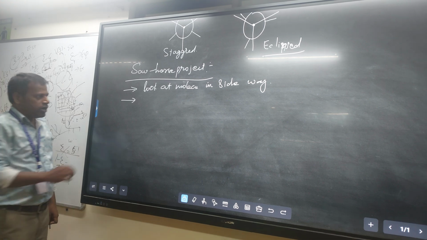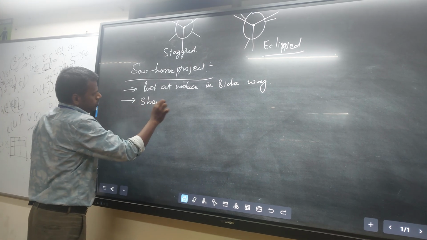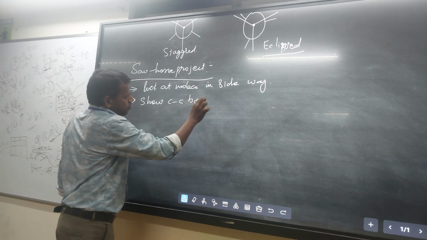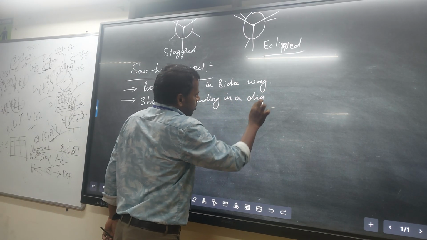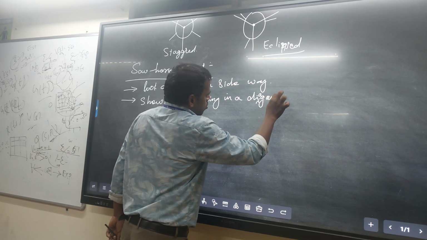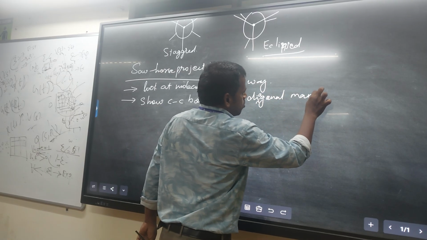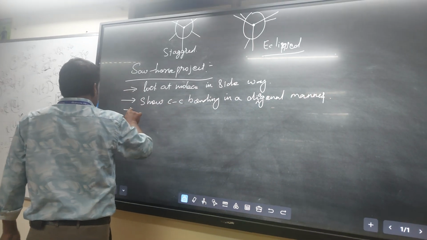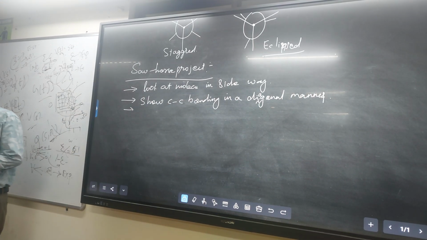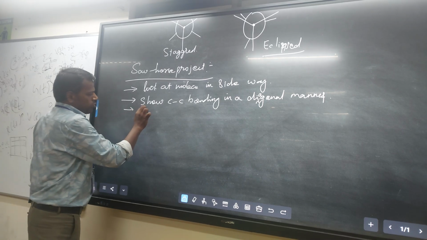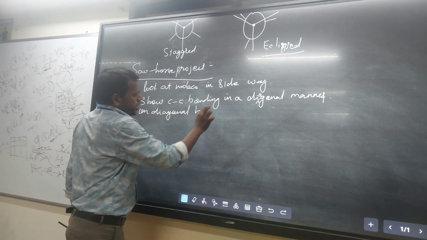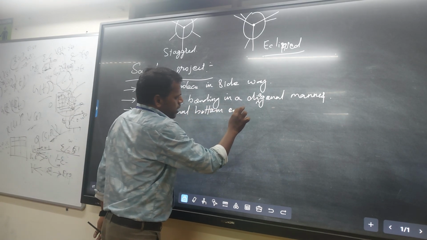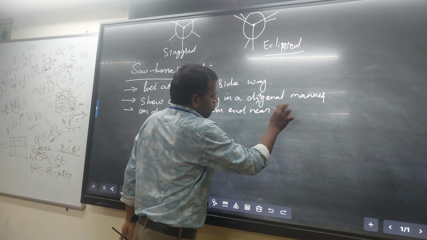Show carbon-carbon bonding in a diagonal. And then next, the same on the diagonal: bottom end near to the observer.